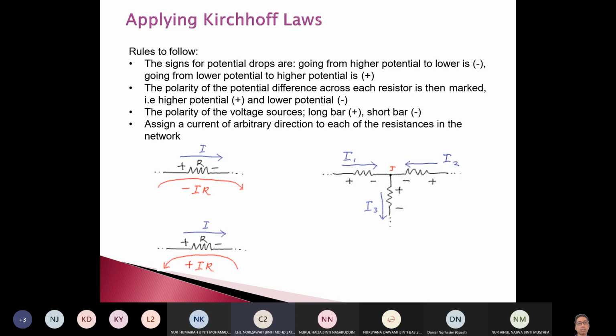Over here I3 is equal to I1 plus I2, meaning that the resistor at I3 will be positive at the top and negative at the bottom. So that's how you apply Kirchhoff's law.